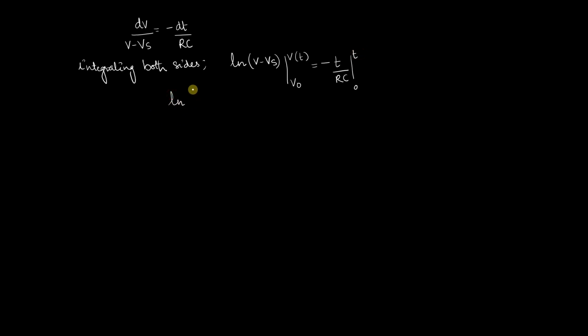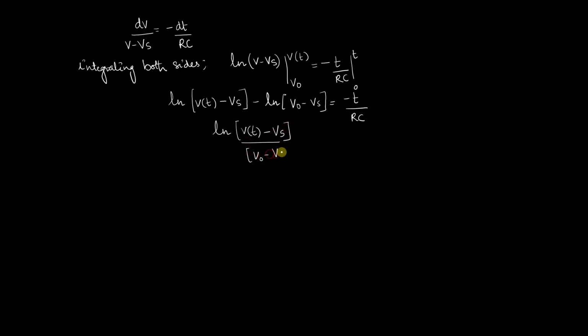That is ln of V of t minus V of s minus ln of V naught minus Vs equals minus t by Rc. So this can further be written as a ratio of these two terms. So this will be ln of V of t minus V of s divided by V naught minus Vs, which is equal to minus t by Rc. Now let us take the exponential on both the sides.